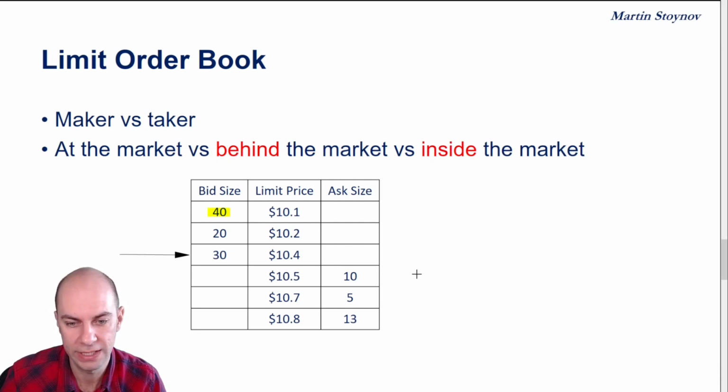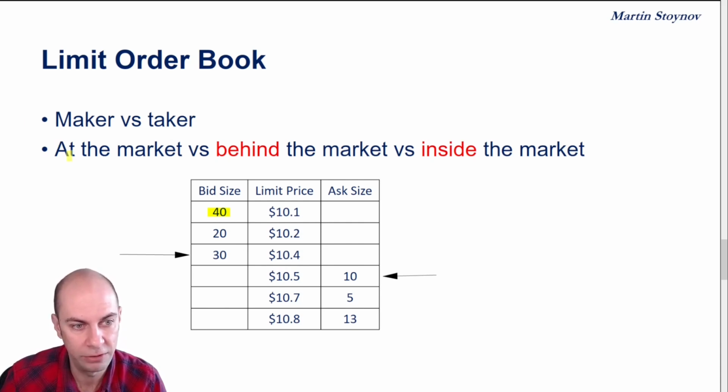So notice here that this is the market, okay? This is the most aggressive bid. Yeah, 30 units at 10.4 is the most aggressive bid. The most aggressive ask is 10 units at 10.5. And this, in fact, is our bid-ask spread, 10.4 to 10.5. This is known as the market, my friends.